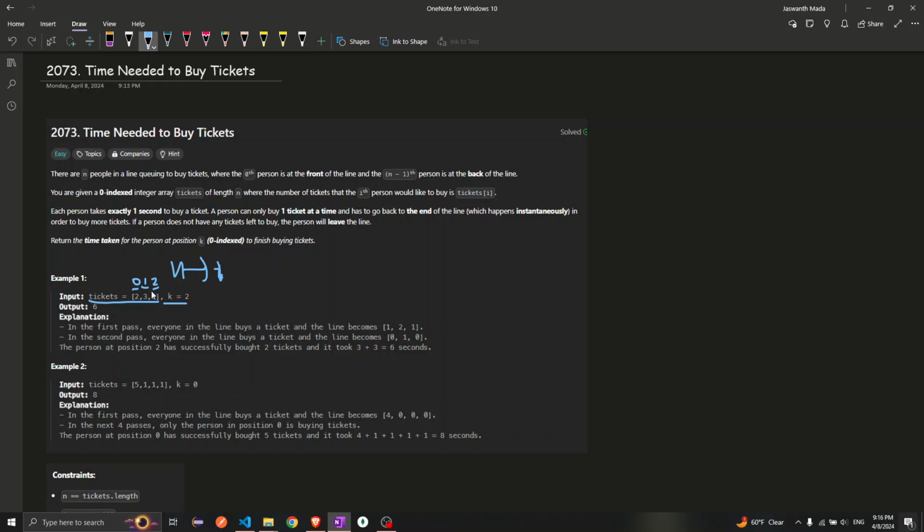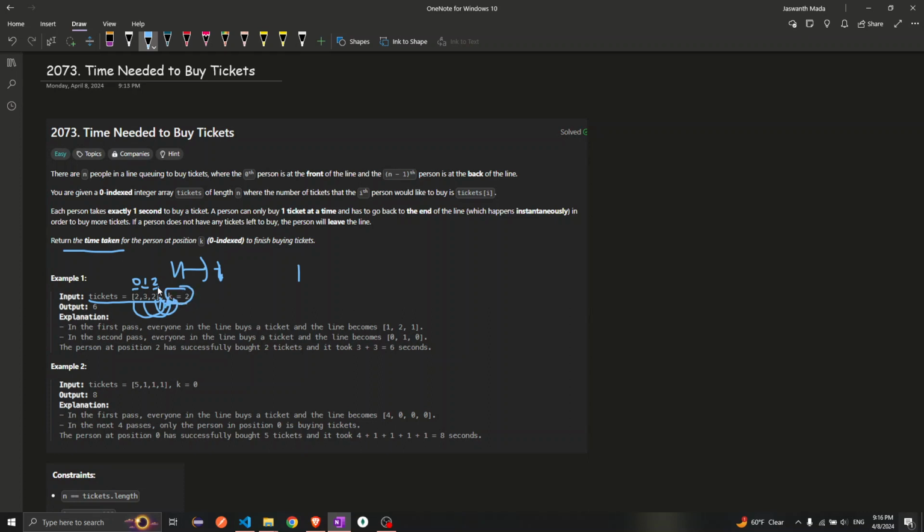And the second thing is each person can buy a ticket in 1 second. After buying a ticket, he will go back to the last position. Again, the next person will buy a ticket, he will go back to the last position, and like this, this will happen. So we need to return the time for the kth person to buy all the tickets.